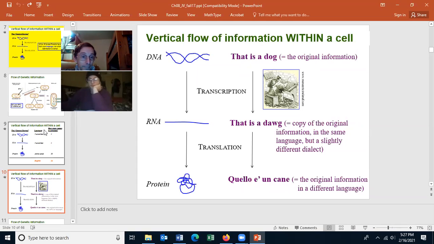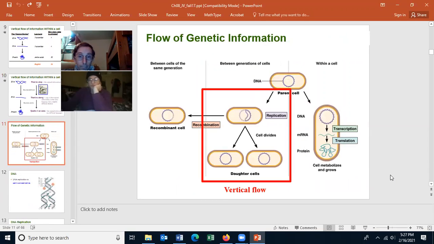All right. If there's no questions about how information flows within a cell, let's talk about how information flows between generations of a cell. The DNA has to get replicated, and then one chromosome moves to one side of the cell, the other moves to the other side of the cell, and then the cell divides into two, and each daughter cell gets the same information as the parent cell.